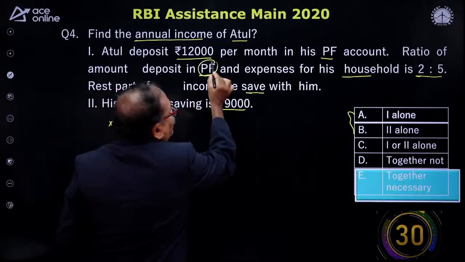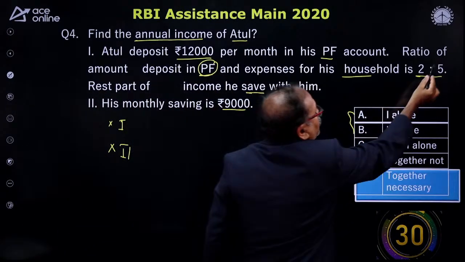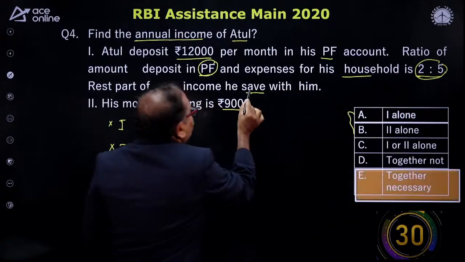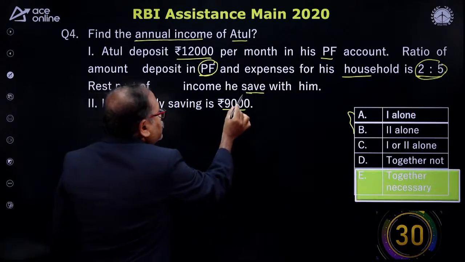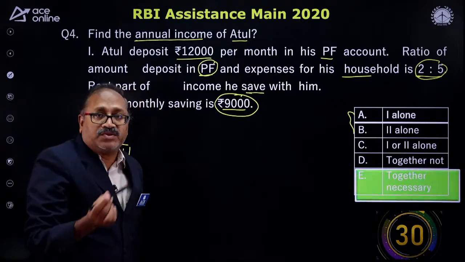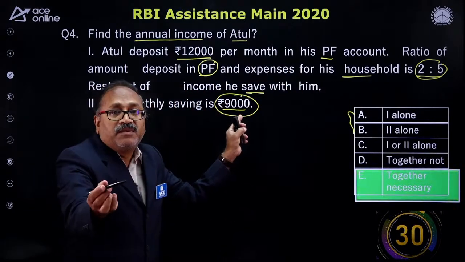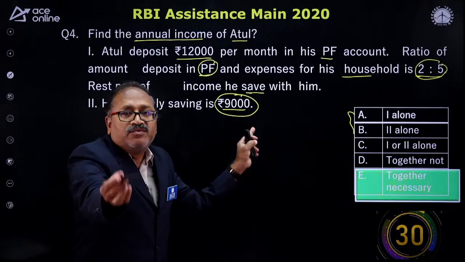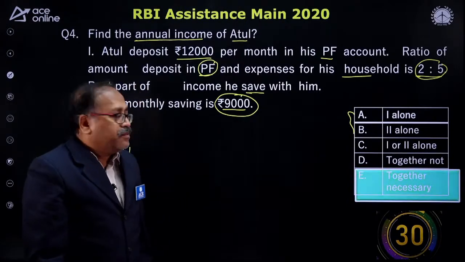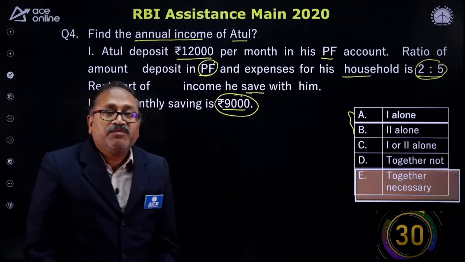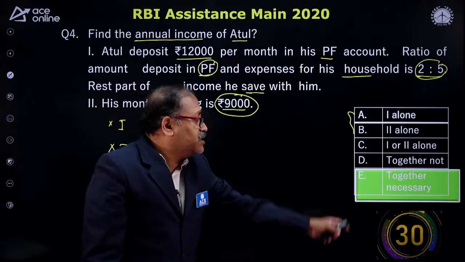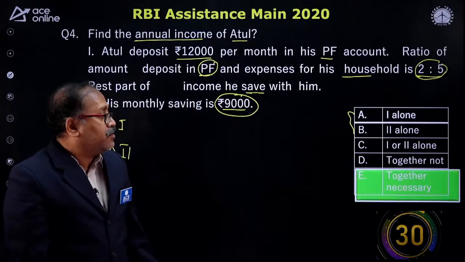From statement 1 we know the PF expenditure and the household expenditure, and the money he saves. And from statement 2 we know the saving also. So his total expenditure and the saving will be his monthly income. Multiply by 12 and you will get the annual income. Therefore, by using both statements you will be able to answer the question, and you rightly answered it, option E. Well done, my friends.